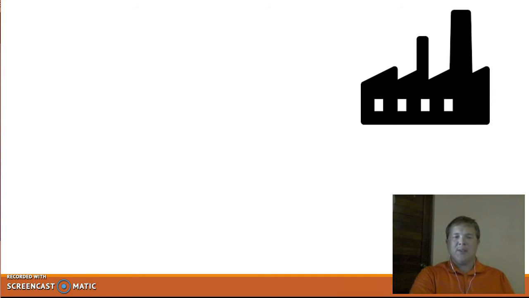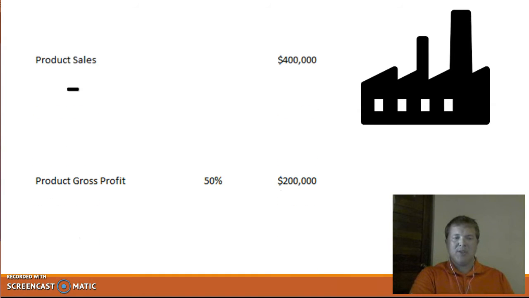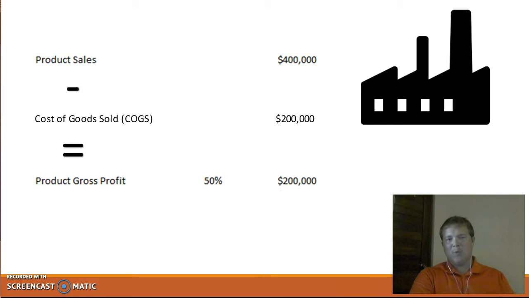First, she has to get those widgets from somewhere, and those things aren't free. This is why her product gross profit is so important. This is her product sales minus how much it costs her to buy those pesky widgets. This is known in business as cost of goods sold, or COGS. So she bought the widgets for $200,000, she sold them for $400,000, so she made a product gross profit of $200,000.